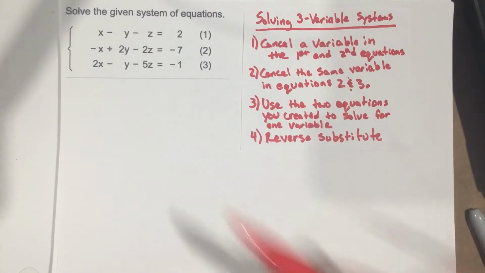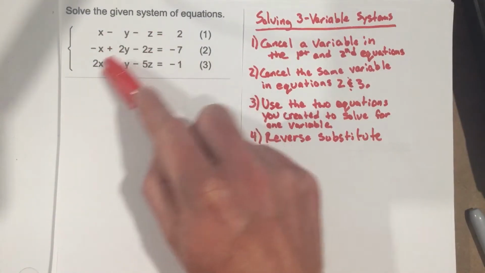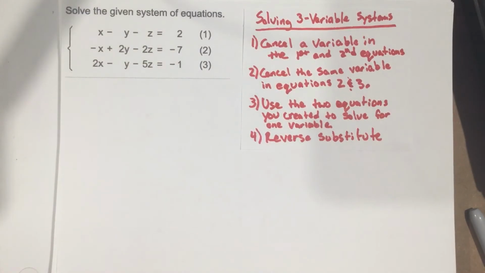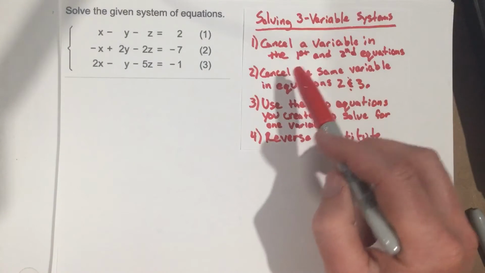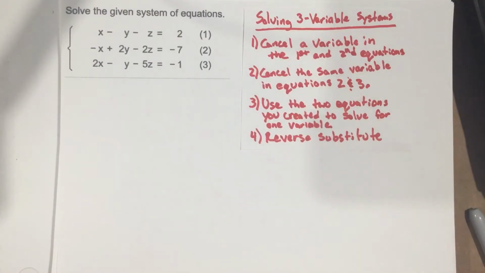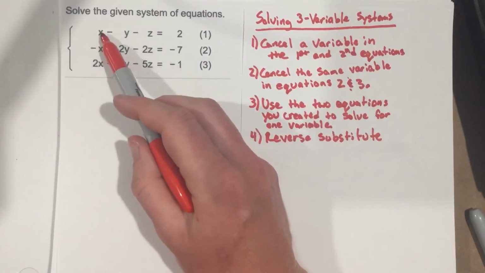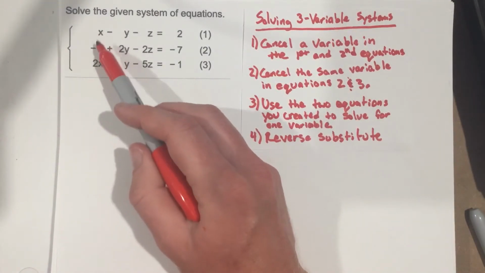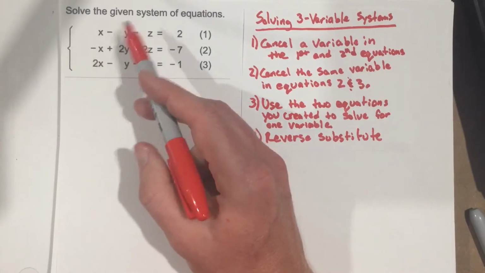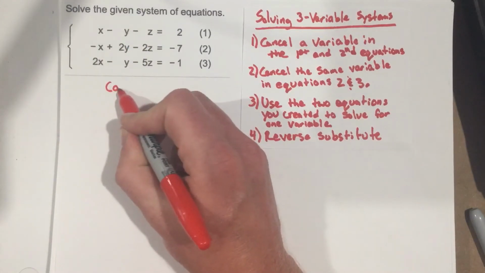And because there's no missing variables, I should say, in any of these equations, we're going to follow exactly step by step through this. So part 1, cancel a variable in the first and second equations. I'm going to cancel x because it's easiest. X and negative x, right? They're already opposites of each other. So let's cancel x.